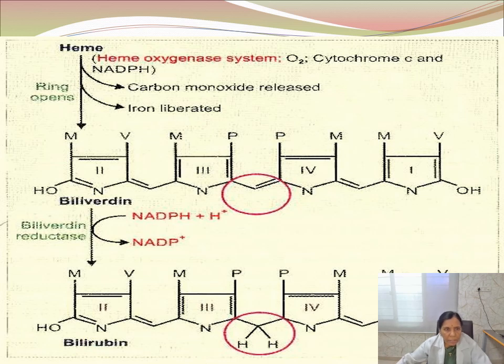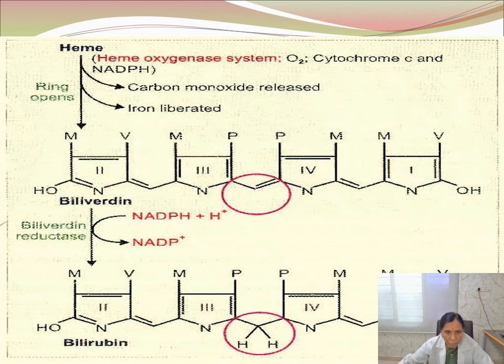Coming to the heme part, in the presence of the heme oxygenase system, that is oxygen, cytochrome C, and within this only NADPH has a good role, the ring gets opened. With this, iron is liberated and carbon monoxide is also released, and we get biliverdin. This is one of the bile pigments.